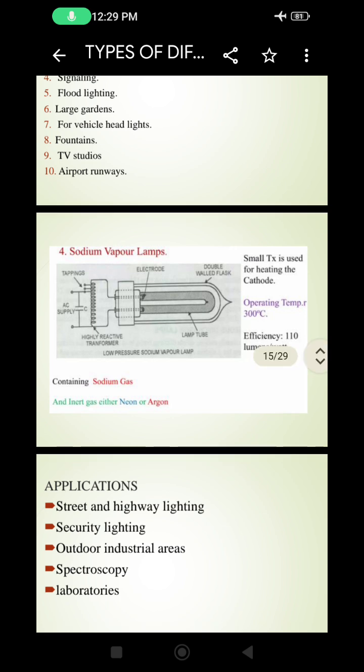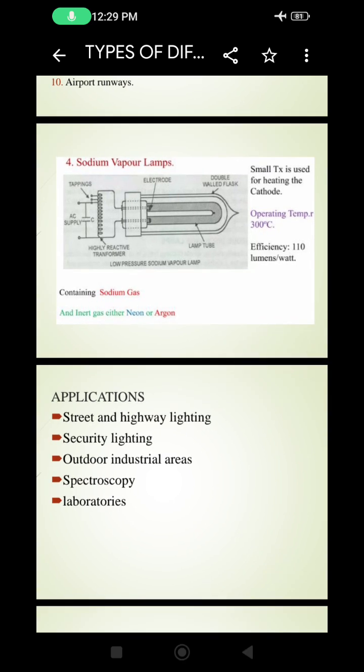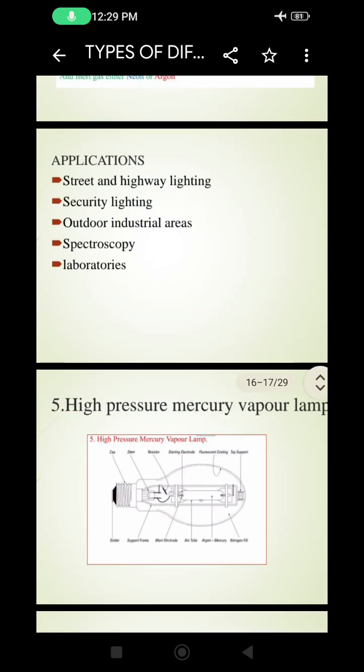It contains sodium gas and an inert gas, either neon or argon. The applications are street and highway lighting, security lighting, outdoor industrial areas, spectroscopy, and laboratories.